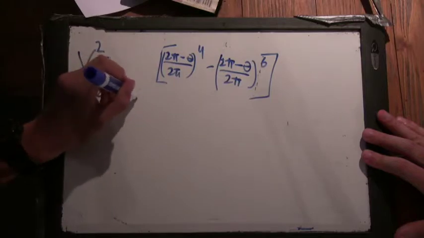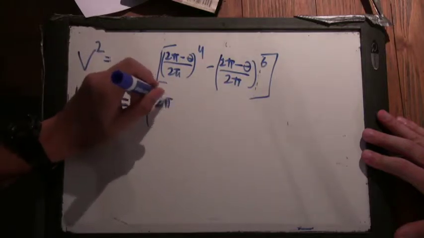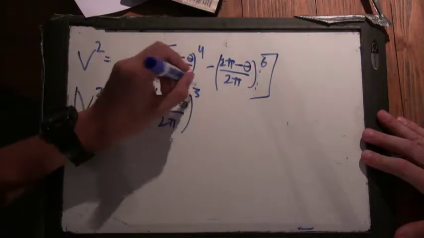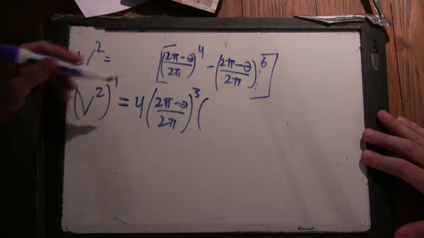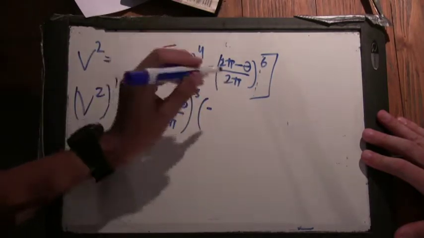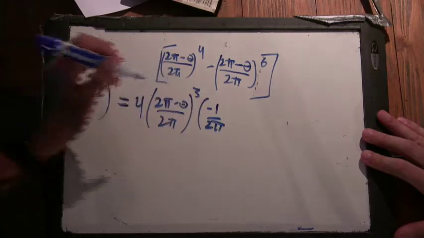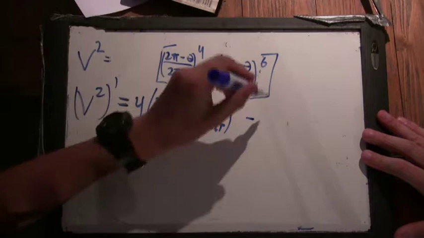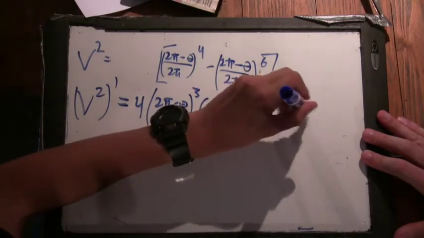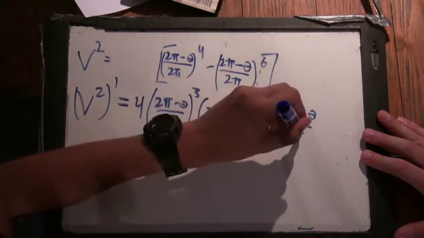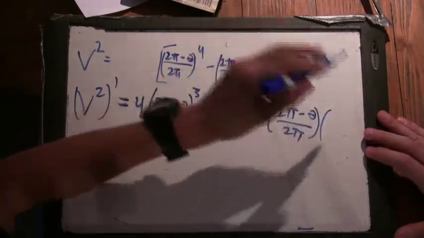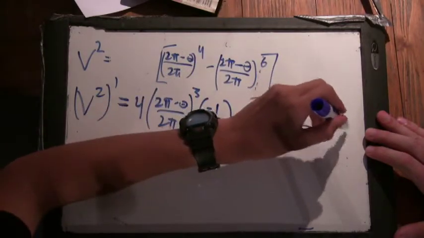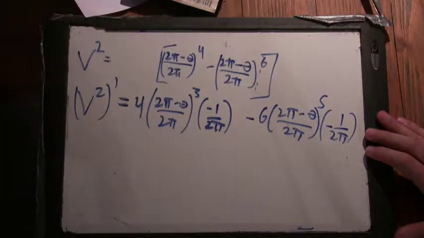Equals, so we have 4 times (2 pi minus theta over 2 pi) cubed times the derivative of the inside, which is minus 1 over 2 pi. Okay, nice. Minus 6 times (2 pi minus theta over 2 pi) to the 5th times minus 1 over 2 pi. Alright.